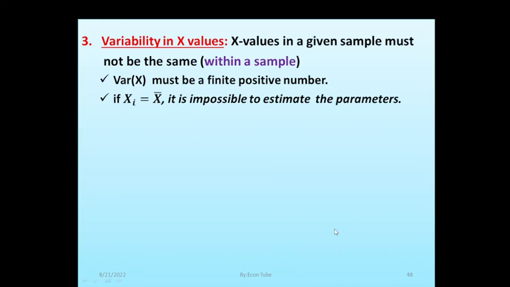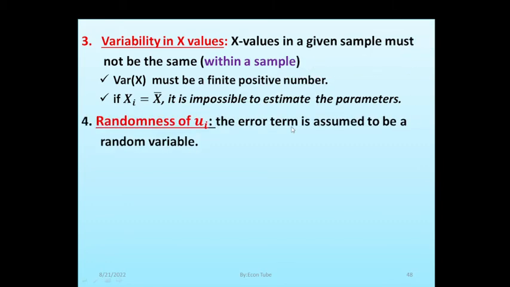Within a sample, the variance of X must be a finite positive number. If Xi is equal to X bar, or the mean, it is impossible to estimate these parameters. Randomness of the error term: the error term is assumed to be a random variable.